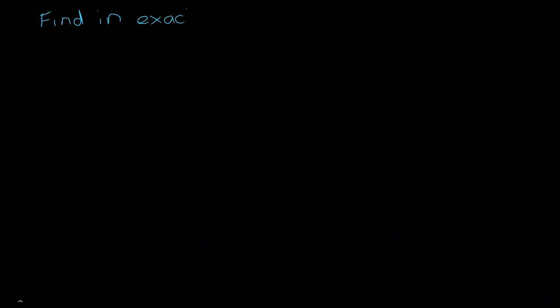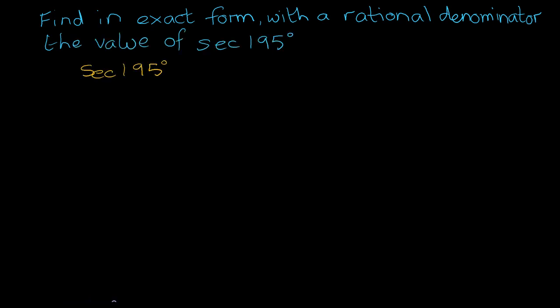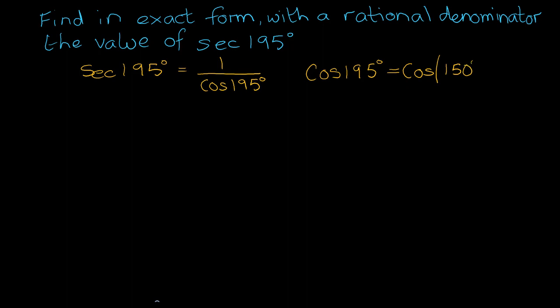Find in exact form with a rational denominator the value of sec of 195 degrees. Sec of 195 degrees is 1 over cos of 195. Use the addition formula. We need to split 195 into two angles that we know the trig values of. So I've chosen to use 150 and 45. 45 hopefully is fairly obvious. 150, you'll discover, I'll show you later, is linked to the angle 30, which we do know.